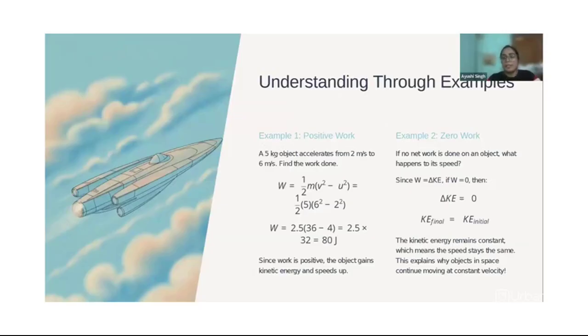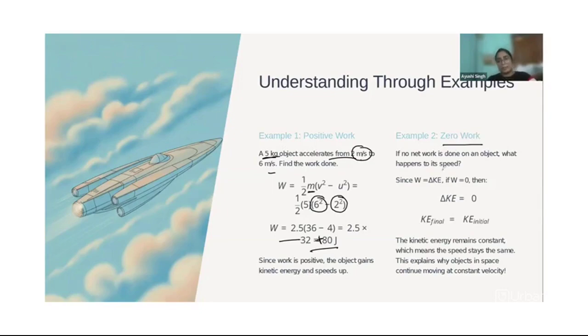An object of 5 kg of mass accelerates from 2 meter per second to 6 meter per second. So you are given the final velocity and initial velocity. Initial is 2, final is 6, right? You will put the value and you will get the work done like this. Now, since it has come out positive, you can say that the object gains kinetic energy and it is going to speed up. Okay, right?